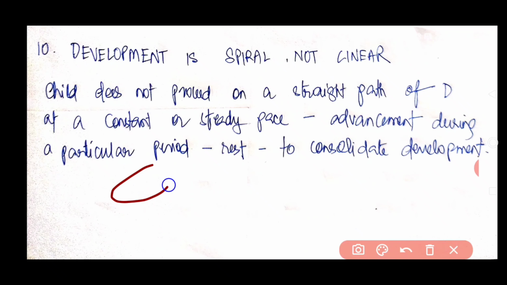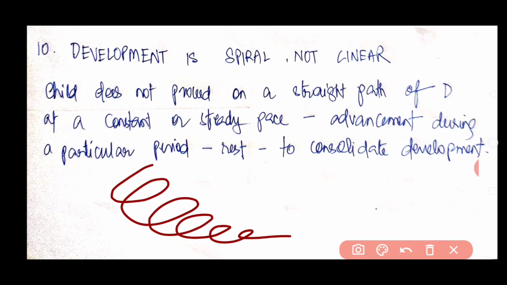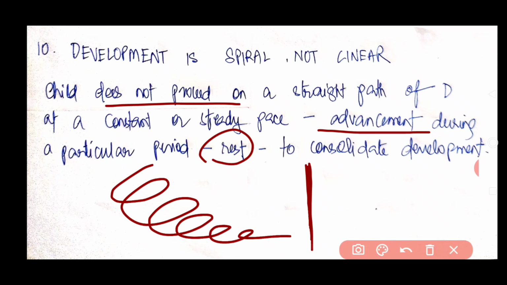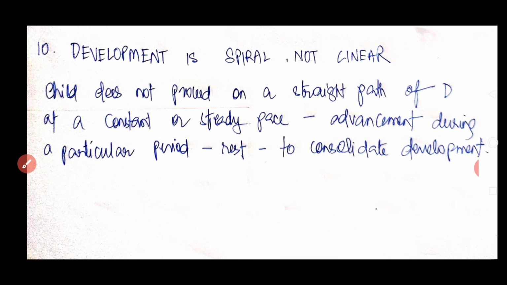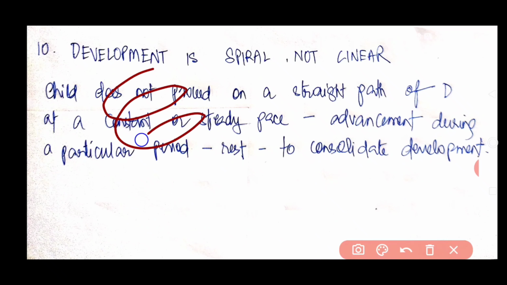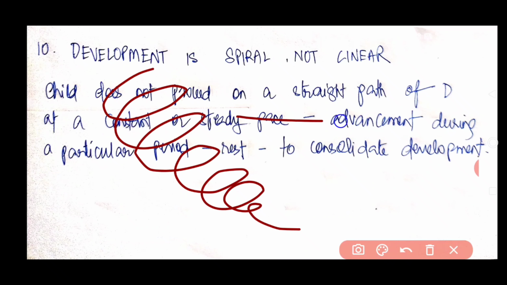So development is spiral. It is not linear. It is not straight. A child does not proceed on a straight path of development at a constant or steady pace. It doesn't happen like that. Actually, he makes advancement during a particular period but takes rest in the next following period to consolidate his development. So it shows that development follows a spiral path rather than a straight and linear path.